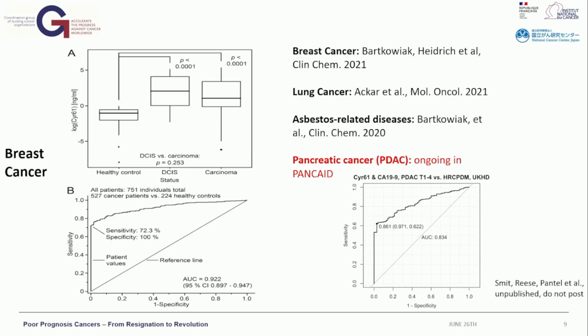And here, the ROC curve on the right side shows you our newest unpublished data with pancreatic cancer, combining this protein with the CA19-9. And I think it's at least promising and a good step. And we hope if we add more proteins or other analytes that we can even improve this ROC curve.